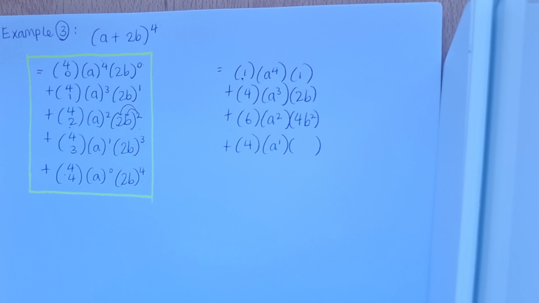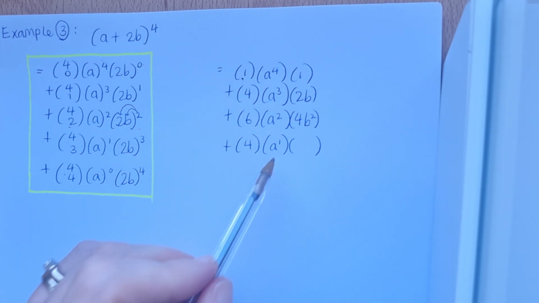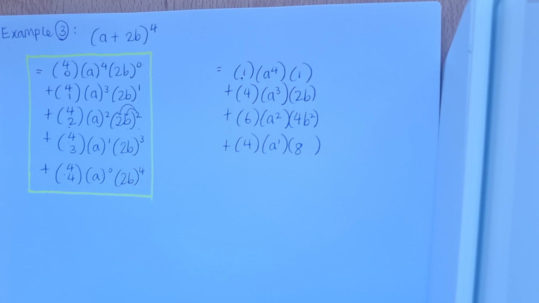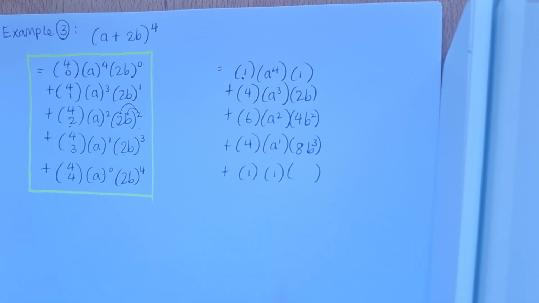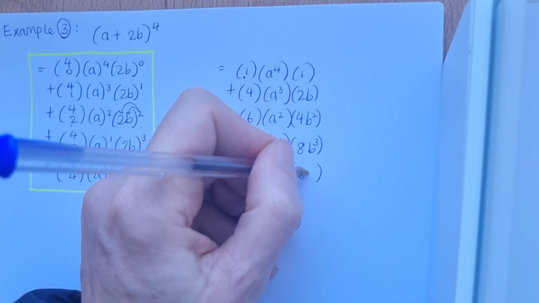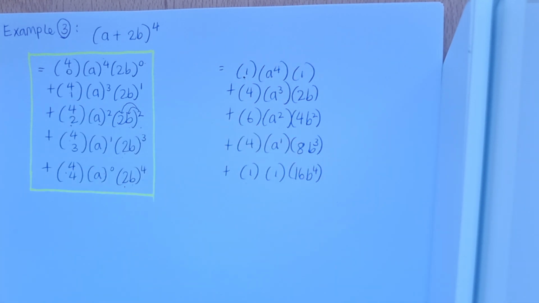On the next line, I'll have 4 by a. I've written an a to the power of 1 here, but you can put in the power of 1 or you can leave it out, it makes no difference. And here I've got 2 cubed. Well, 2 cubed, you can use your calculator if you need to, is 8, and then b cubed is just b cubed. And then the last line, we've got our 1 and our 1 like we've had every time so far, and then 2 to the power of 4 is 16, and b to the power of 4 is just b to the power of 4.